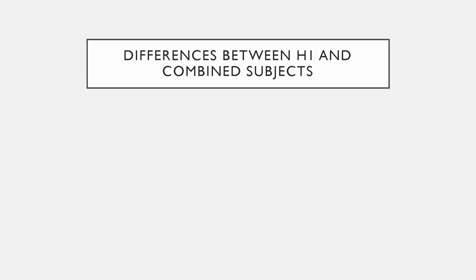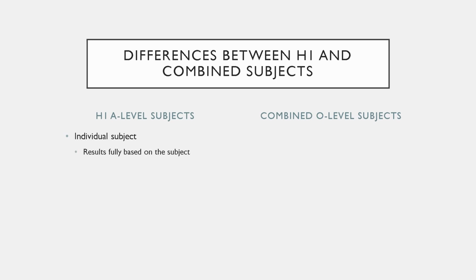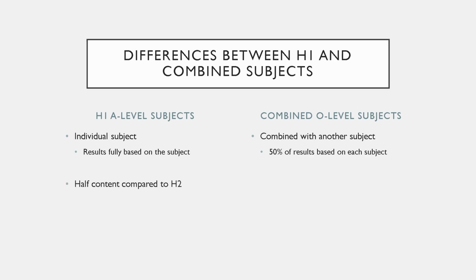While the H1 and H2 formats might seem similar to the combined and pure formats from O-level, there are in fact many differences. Firstly, H1 subjects are counted as their own individual subject. For example, a student taking H1 Geography would have his H1 A-level Geography results solely based on a H1 Geography paper. This is unlike combined science or humanities subject at the O-level, where your final grade is based on 2 subjects. Secondly, in terms of content, H1 subjects have quite literally half the content of its H2 counterpart.